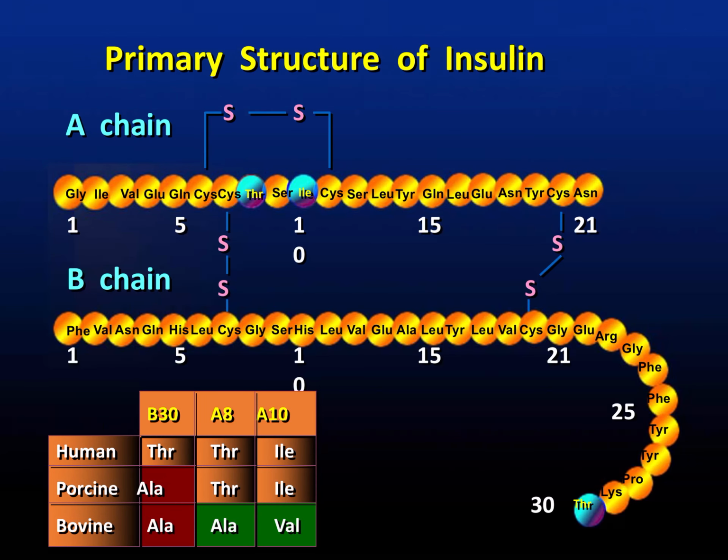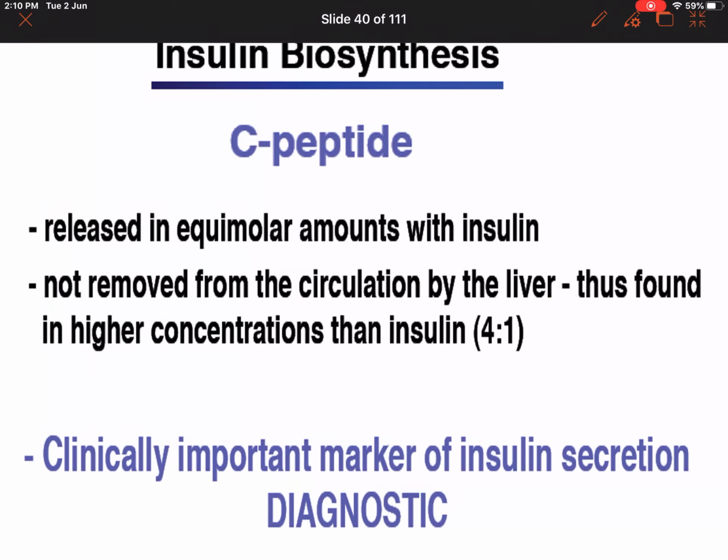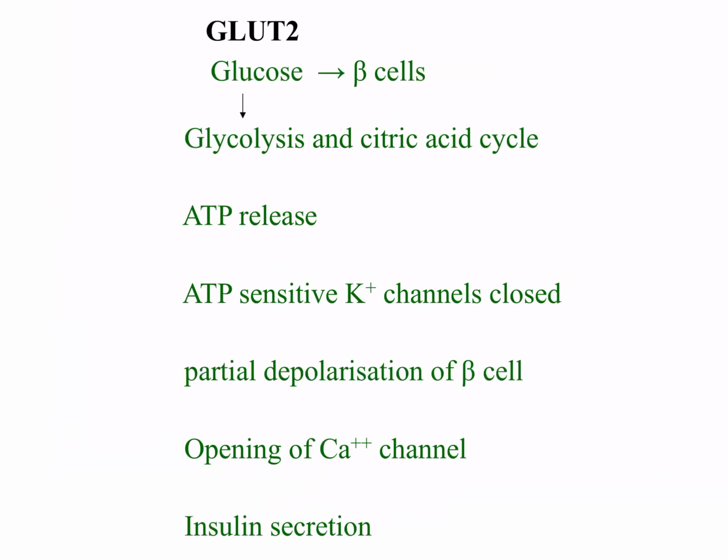These are the amino acids. There are 51 amino acids in the insulin molecule, 21 plus 30 amino acids. So, C-peptide is used to find out the amount of insulin secreted in the body.